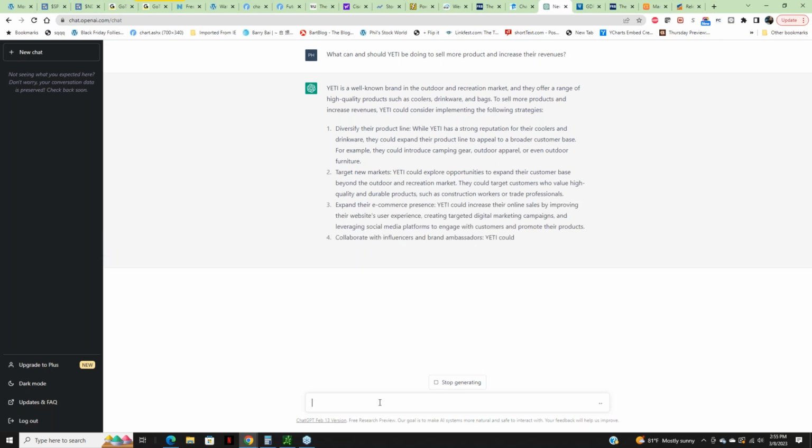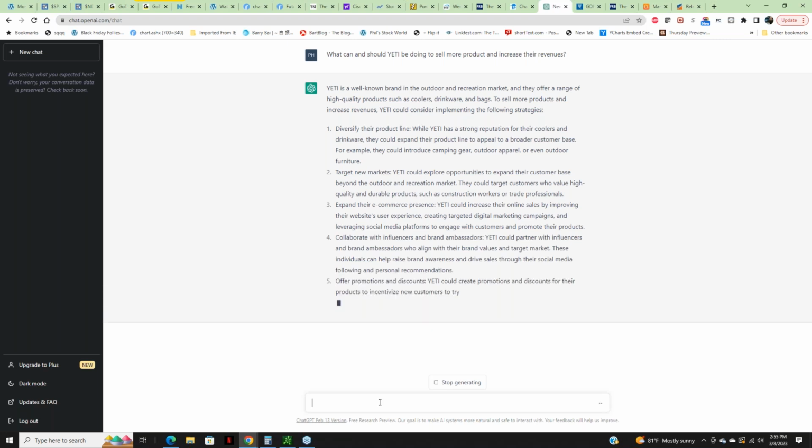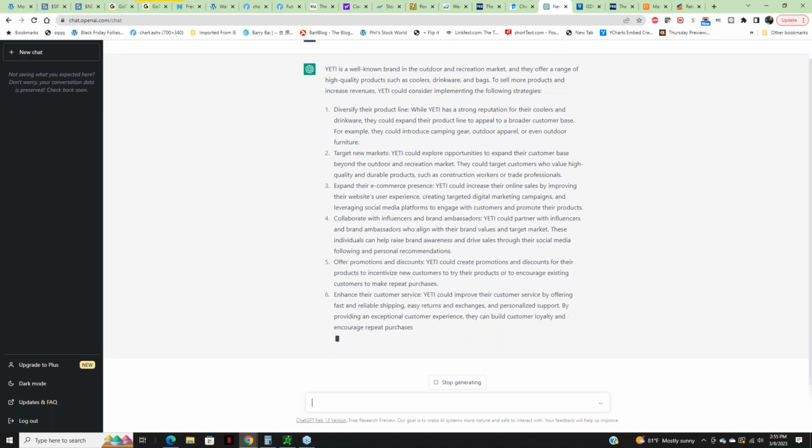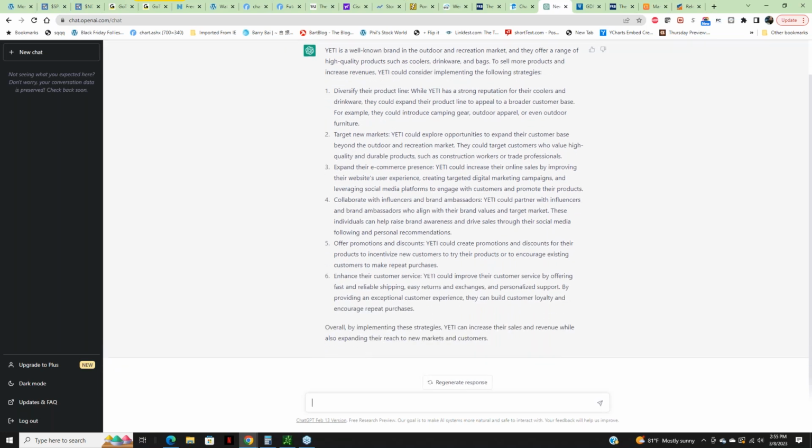Oh, and by the way, it doesn't know what's happened since September of 2021. Target, so they've already done this. Target new markets. Yeti could explore opportunities and expand their customer base beyond outdoor recreation. They could target customers who value high quality, durable products. Expand their e-commerce presence. Yeti can increase their online sales by improving the website's blah blah blahs. Collaborate with influencer brands. I mean, these are good, solid suggestions.